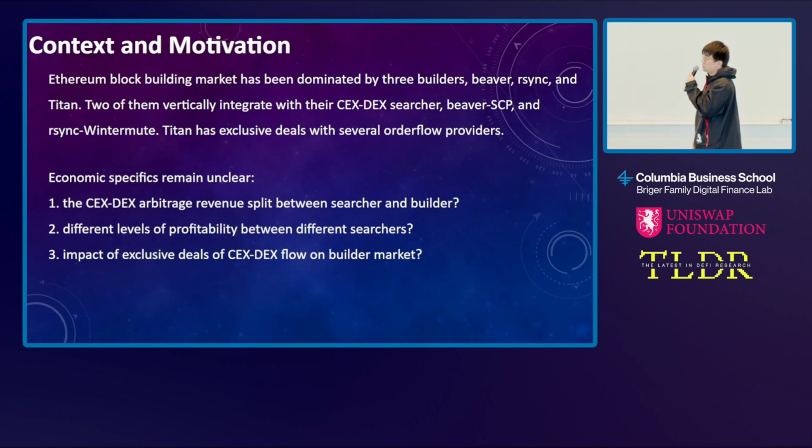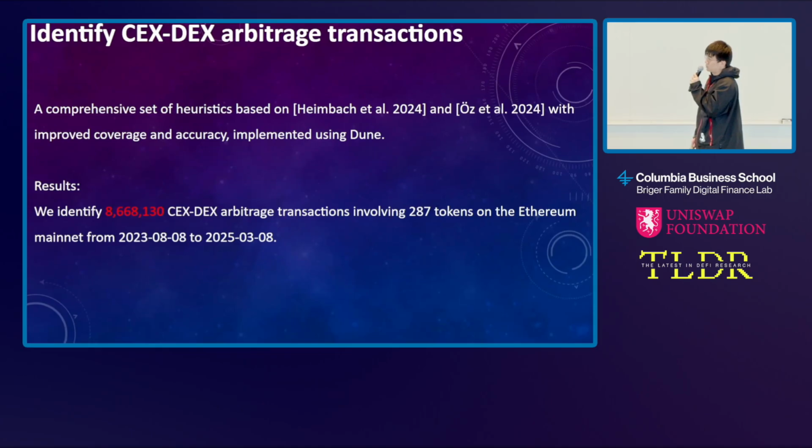So the motivation is that economic specifics remain unclear, like what's the arbitrage revenue split between searcher and builder, and do different searchers have different profitability levels, and what's the impact of exclusive deals of SegTex flow on the builder market, right? So I do not have the time to go through the methodology, so I will just present the results.